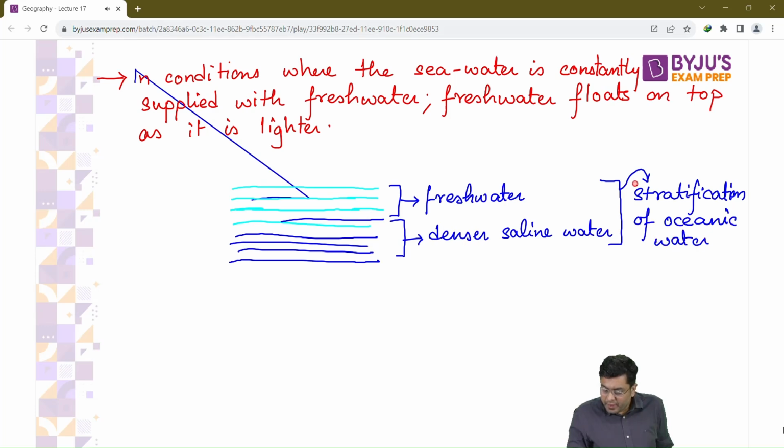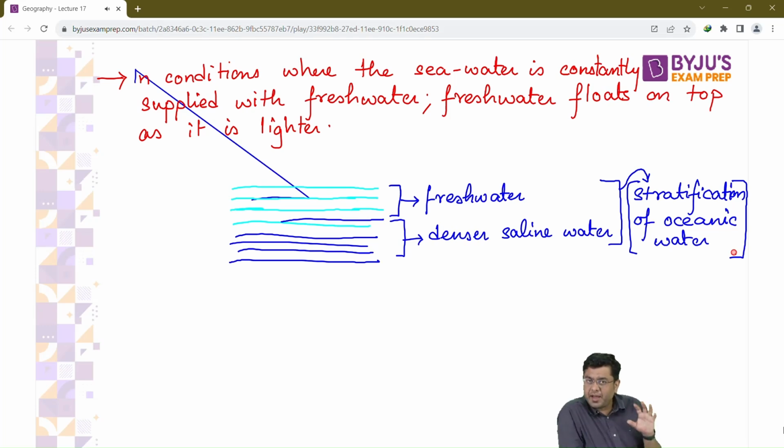Okay? So wherever you have a large number of rivers coming in, can we say that in those areas stratification can be observed? We can say that, right? Now, as compared to Arabian Sea and Bay of Bengal, where will you observe stratification to be more common? Arabian Sea or Bay of Bengal? Good. Always Bay of Bengal. That is where you have a larger amount of fresh water which comes in.